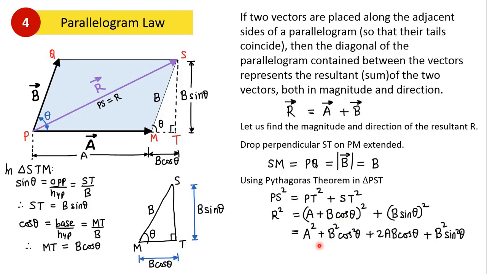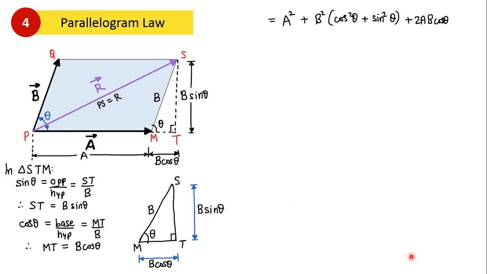So that becomes A square plus B square cos square theta plus 2AB cos theta. And this term becomes B square sin square theta. Now notice here B square cos square theta and B square sin square theta. Take B square common from both of these. And in the bracket you will get cos square theta plus sin square theta, whose value is 1. So we know that the value of cos square theta plus sin square theta is equal to 1. So we get A square plus B square plus 2AB cos theta.